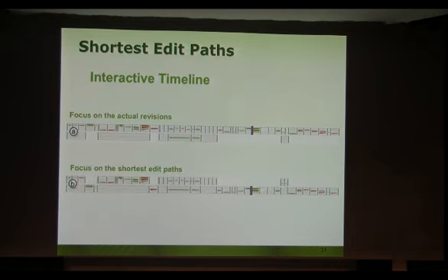So the user can focus either on the actual revision history, by looking at the top row in the timeline, or on the shortest edit path history. In the first case, we can see at each sequence of revisions there exists a shortest path. And if we focus on the shortest edit path history, we can see all the expanding paths.